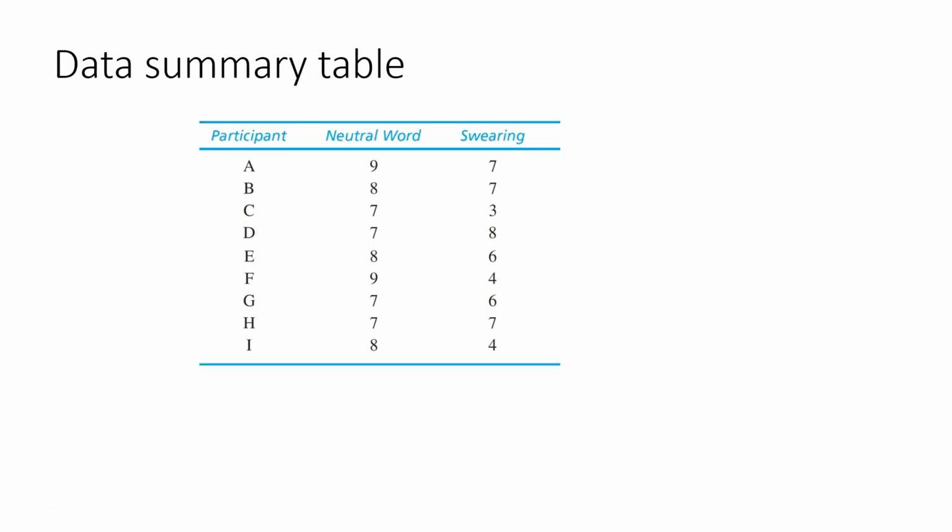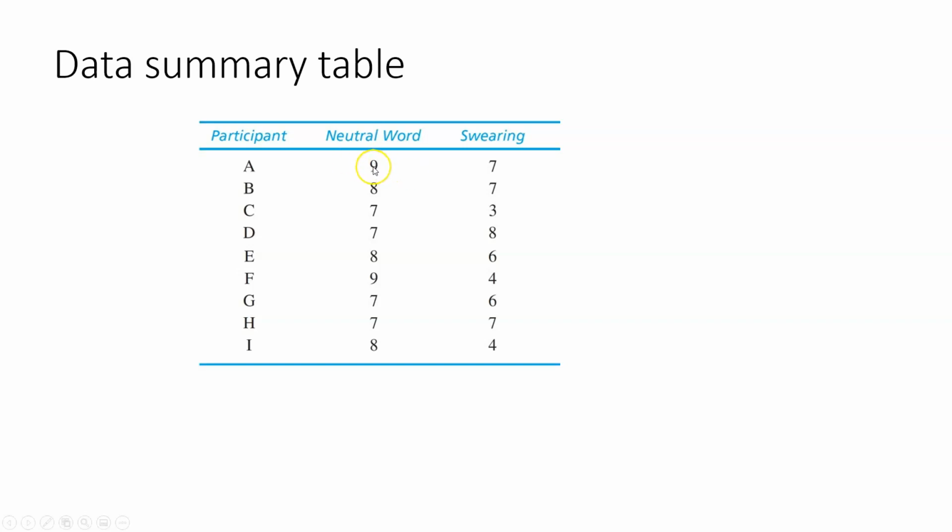The data summary here is we've got these 9 participants, and each one has 2 scores, a neutral word and a swearing word score. So these are pain levels. This person had a pain level of 9. I would guess this is a measure of how long they could keep their hand in the cold water, rather than an actual pain level, but these units don't really make sense for that. So anyway, it doesn't matter.